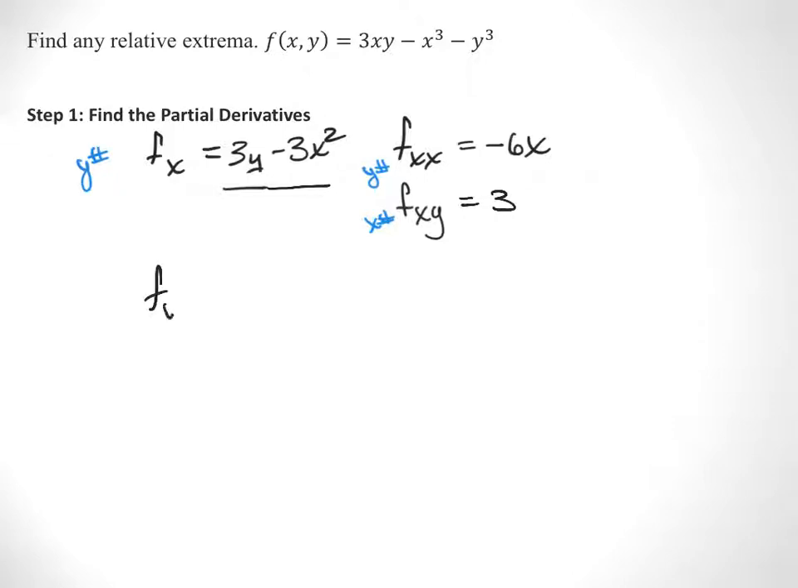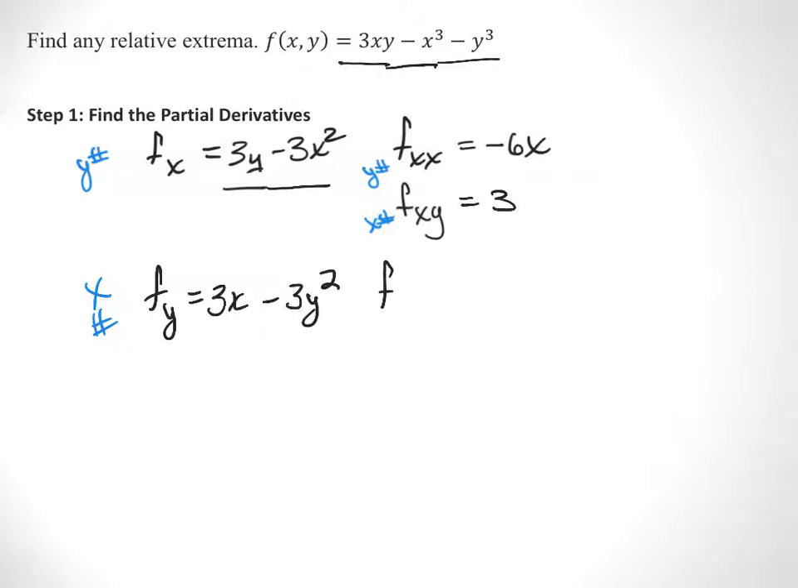Now let's do the partial derivative with respect to y. We go back up here to the beginning again. The first term with respect to y is 3x. The second term with respect to y is 0 because x is a number. And then the third term is going to give you minus 3y squared.